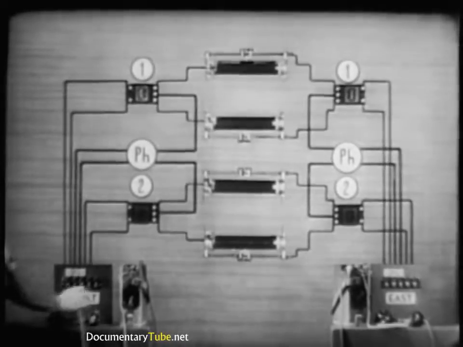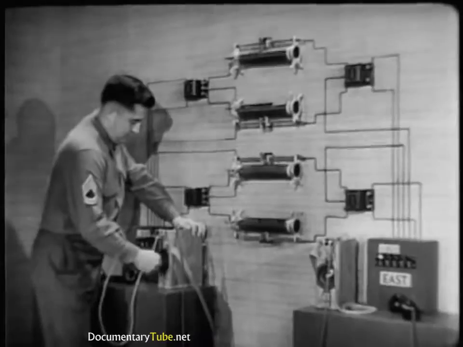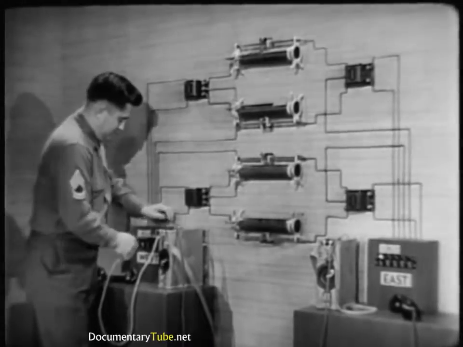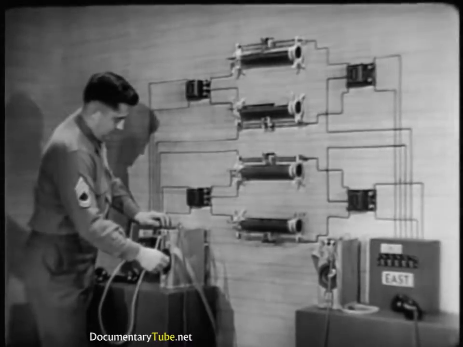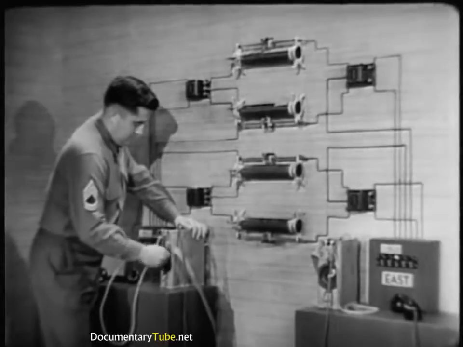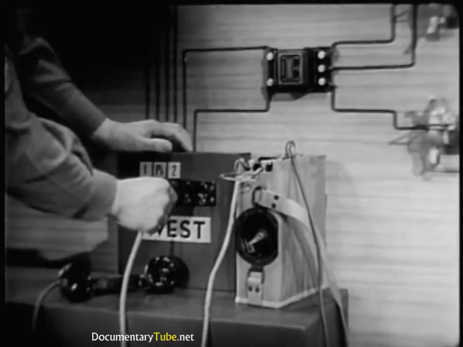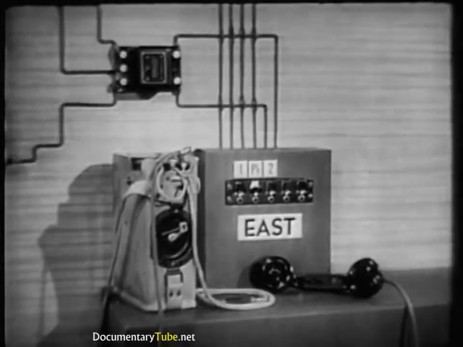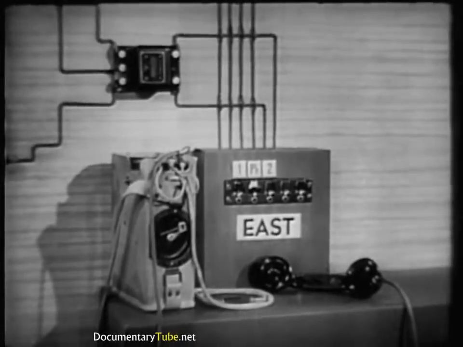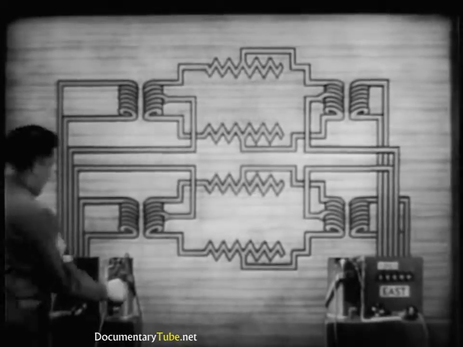Let's see if they all work. We'll ring on the number 1 line first. Okay. Now let's try the number 2 line. Okay. How about the phantom? Yes, we have installed a third circuit by using 4 repeating coils and a few feet instead of a few miles of wire. Here's how it works.